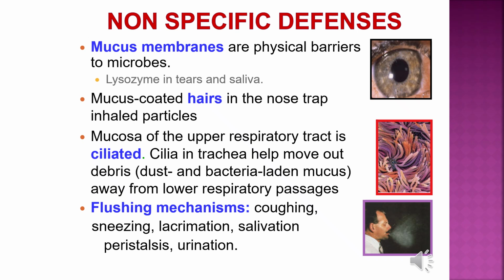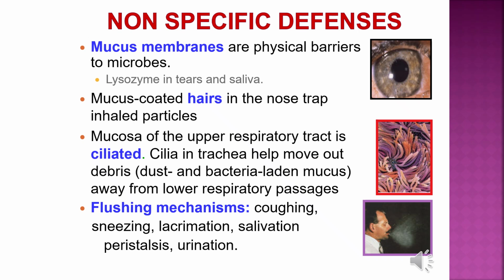Lysozymes are present in tears and saliva. Then mucus coated hairs in the nose trap inhaled particles. The mucosa of the upper respiratory tract is ciliated, and the cilia in the trachea help move the bacteria away from the lower respiratory passage. Flushing mechanisms like coughing, sneezing, lacrimation, salivation, peristalsis and urination all help to flush out the microorganisms.